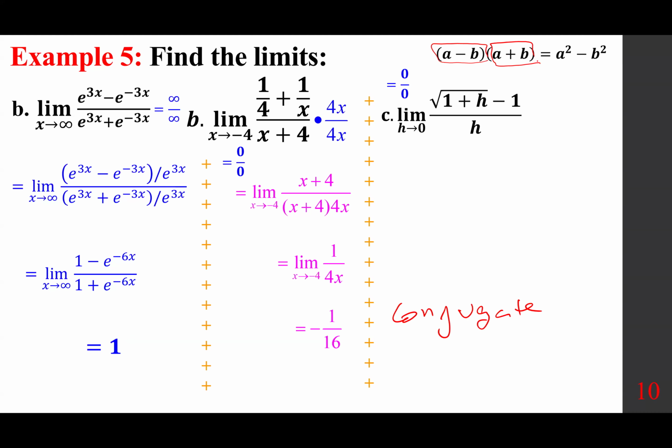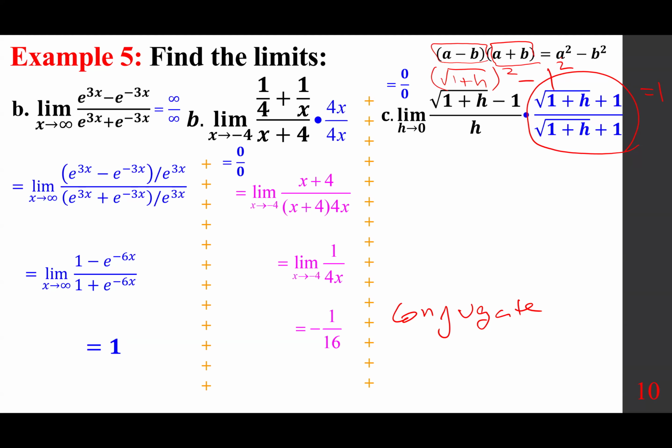So the conjugate for the numerator is the same thing. Change the -1 to +1, but you have to multiply and divide by it because this expression must be 1. You can't just multiply by it. And therefore, the numerator becomes the first piece, square root of 1 plus h quantity squared, minus the second piece, 1 squared, and you get 1 plus h minus 1 in the numerator. The denominator you never ever distribute because h is a problem. 1 and -1 cancel each other.